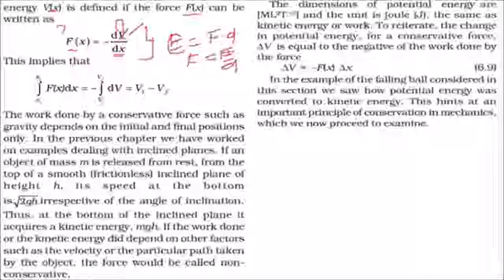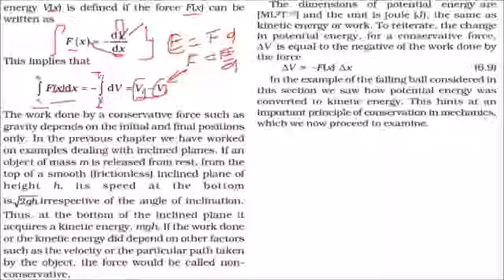So when we integrate from one position to another, x_i to x_f, we take dx here, and dV is the energy change, V_i to V_f. So the integration from x_i to x_f of F(x) dx gives you V_i minus V_f. So the change in potential energy is this value. The work done by a conservative force like gravity depends on the initial and final position only.